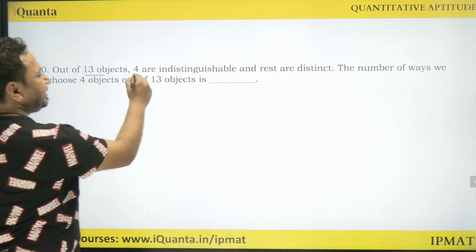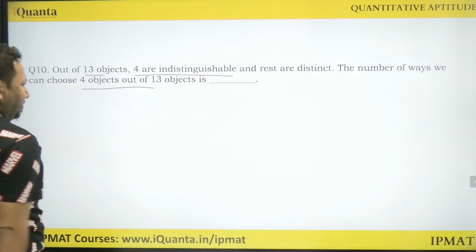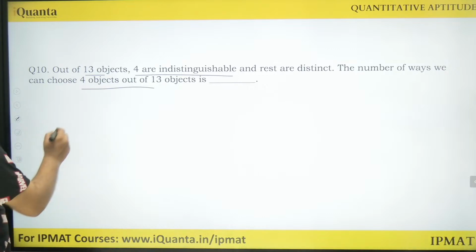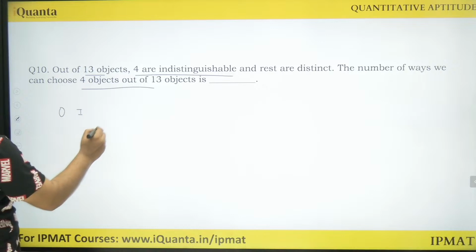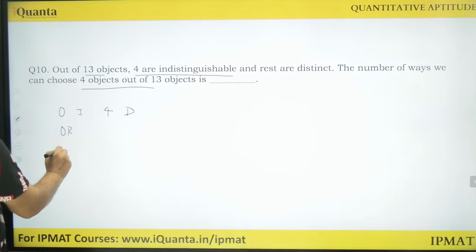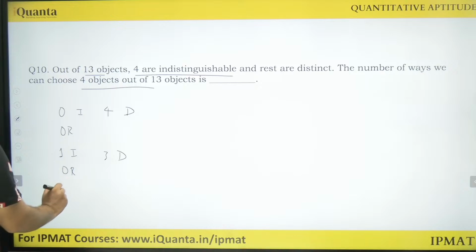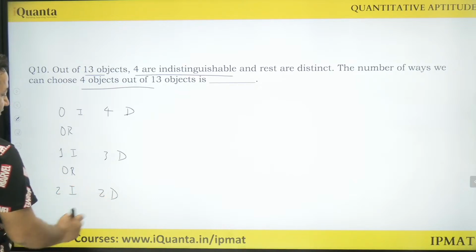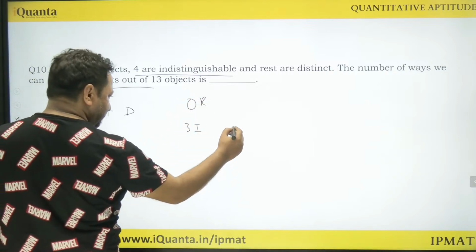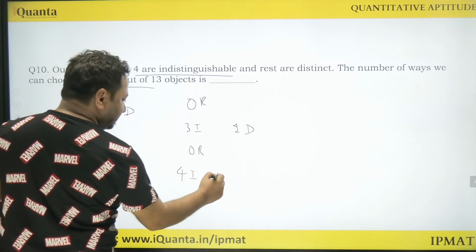Out of 13 objects, 4 are indistinguishable and the rest are distinct. Number of ways in which we can choose 4 objects out of 13 objects, how much? Okay. So 4 objects. We can choose 0 indistinguishable and 4 distinct, or 1 indistinguishable and 3 distinct, or 2 indistinguishable and 2 distinct, or 3 indistinguishable and 1 distinct, or 4 indistinguishable and 0 distinct.